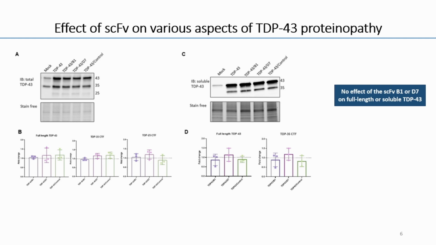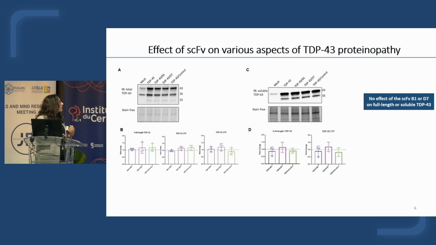Now, given that in ALS we do know that there is fragmentation of TDP43 into 35 and 25 kilodalton fragments, we wanted to see how these scFvs affected the fragmentation of TDP43. The data you're looking at here is from the soluble protein fractions that were collected from the HEK cells. What we found was that there was no effect of B1 or D7 on the soluble or full-length TDP43, suggesting that the functional TDP43 should not be affected.